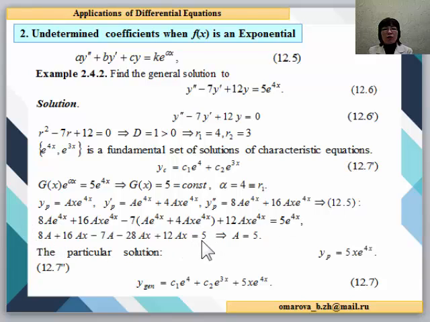To solve this equation, we find the undetermined coefficient a. Then we substitute this value into the particular solution, and we find the particular solution in the form. Next, using the general solution and the particular solution, we can write the general solution of this given equation in the form 12.7.